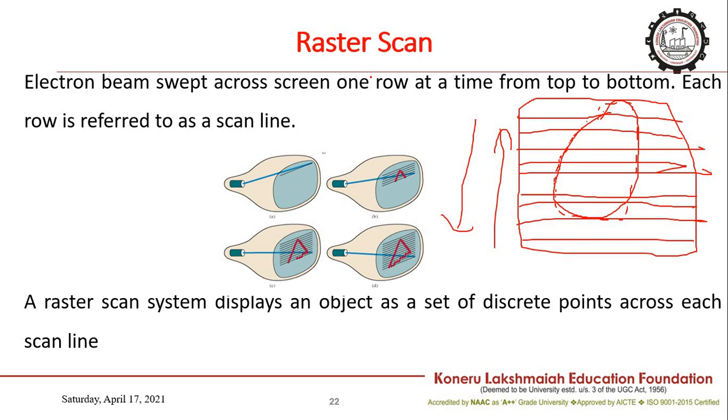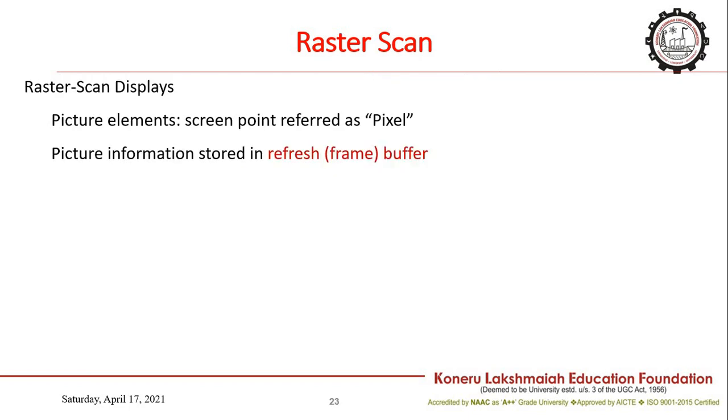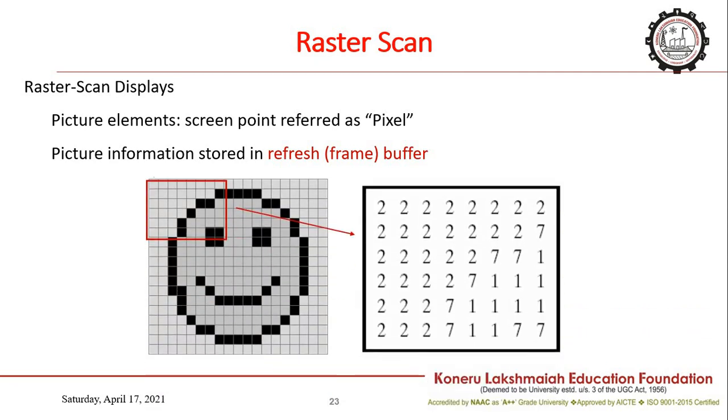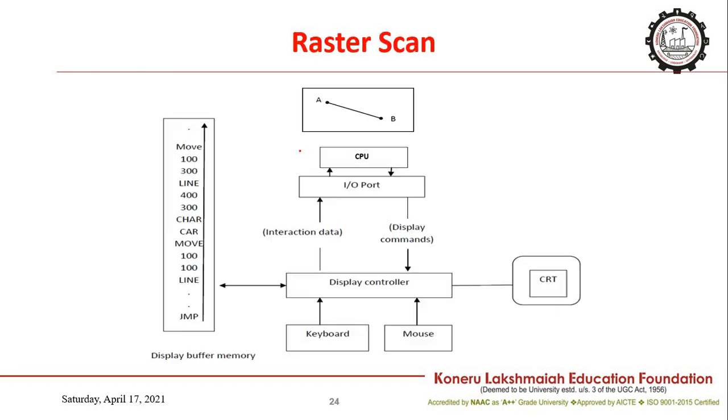So raster scan is nothing but reading the data and displaying the object as a set of discrete points across each scan line. This is referred to as a pixel, that is, picture elements. Here it is not much important, but if we go in depth into this electronic subject, then this may work. So this is a raster scan, and this is the keyboard or mouse.